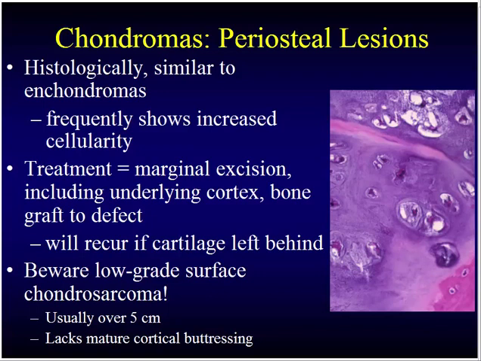The only thing you have to worry about is whether it's a low-grade surface chondrosarcoma. Those are usually larger, and these don't have what's called cortical buttressing. They don't have that saucerization in the cortex. They have more frank destruction. They look a little more aggressive on plain film.